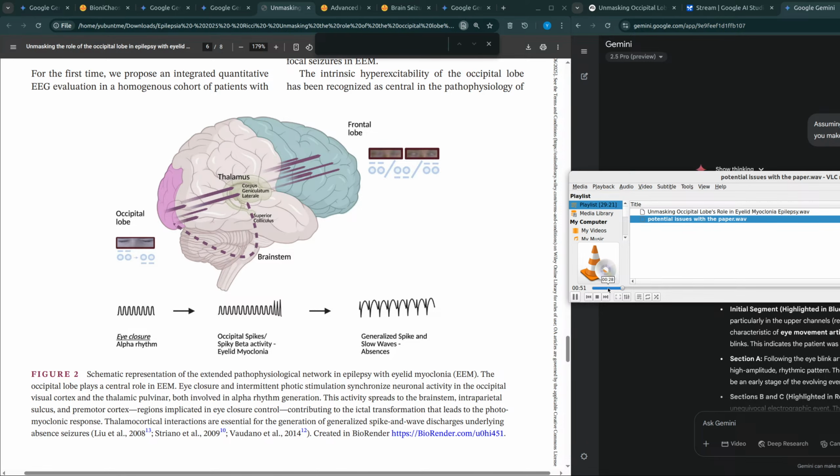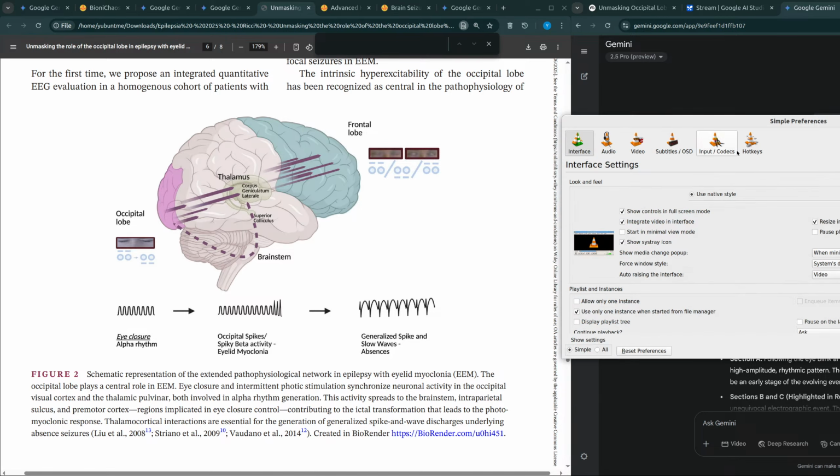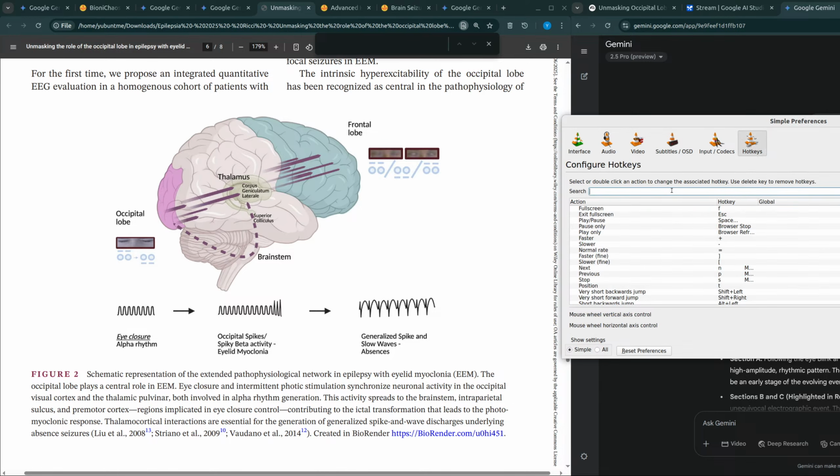So we're using this EEM study critique as a sort of case study. Exactly, to help you see why looking closely at the how is so vital for understanding the what. Okay, let's get into it. The study our source material is critiquing is called Unmasking the Role of the Occipital Lobe in Epilepsy with Eyelid Myoclonia. That's the one. And the notes say it used a retrospective review, looking back at existing medical charts and video EEG recordings.